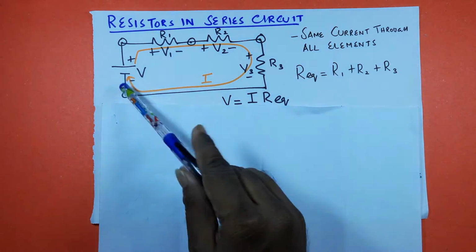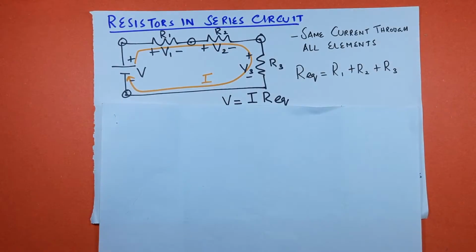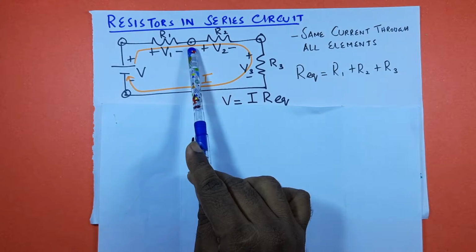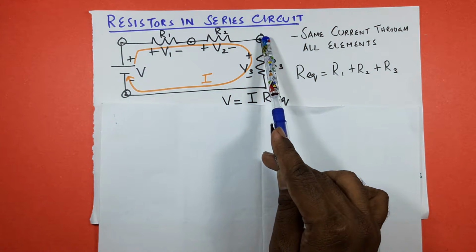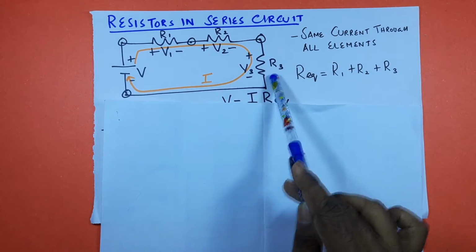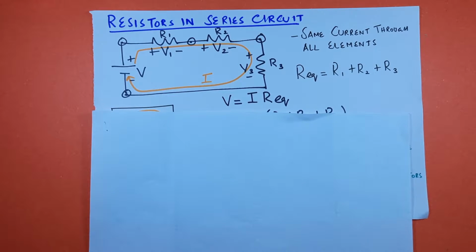You can see between this voltage source and R1 we have one common point, and between R1 and R2 we have only one common point. Between R2 and R3 you have only one common point. Similarly, between R3 and V, only one common point. So this is an example of a series circuit, or in other words, resistors in series circuit.